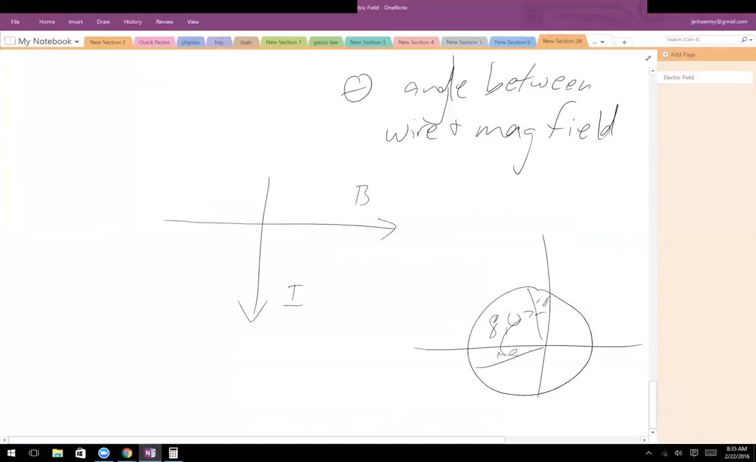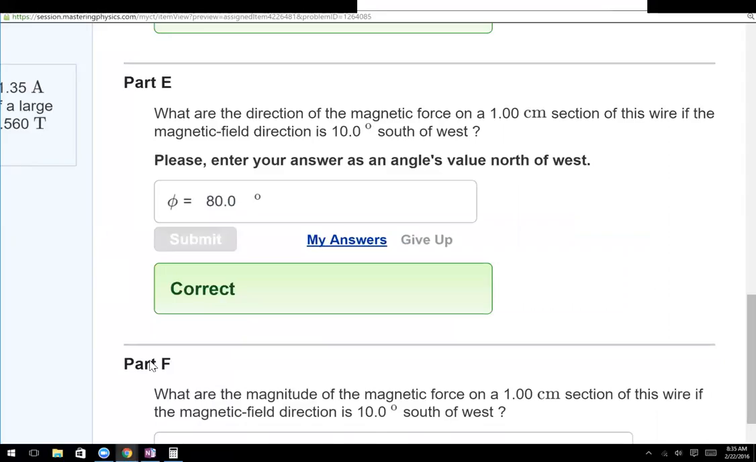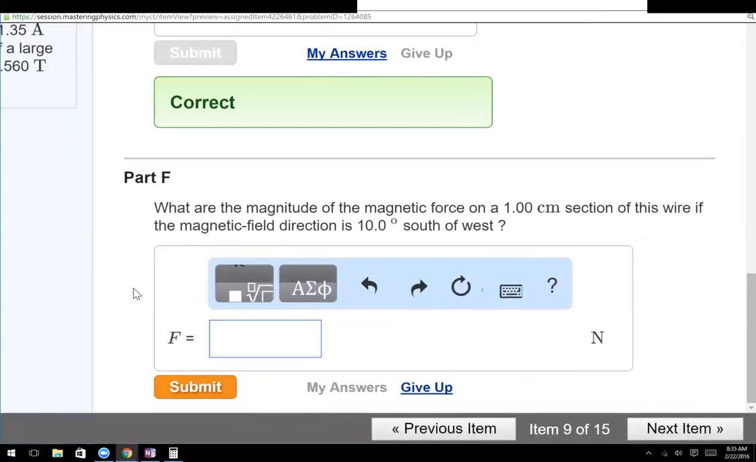Let's go back to the picture in case that didn't make sense. They said it's 10 degrees. We start 10 degrees south of west. And then just like the others, if you rotate 90, you wind up here, and they asked for the answer as an angle north of west, so that's 80 degrees north of the west. I always thought those sorts of directions are confusing. Why can't we just say, oh, that's a 100-degree angle? That would be so much easier. And again, since the current is still perpendicular to the magnetic field, sine theta is still 1, so it's still 0.00756.